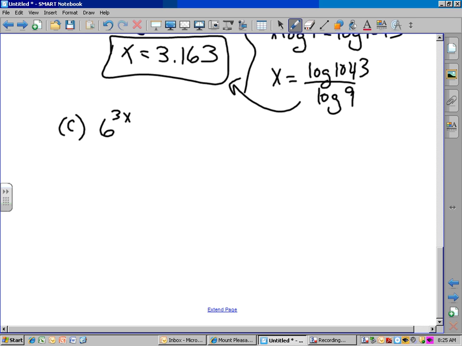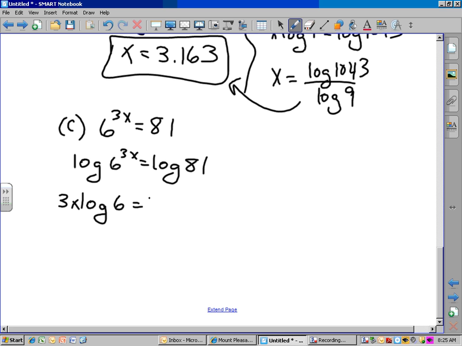6 to the 3x equals 81. Given that it is given in exponential form, I think the easiest way to approach it would probably just be to take the log of both sides. Property 3 says you put the exponent out front. Now we'll divide. So the log of 81 is going to be divided by 3 and the log of 6.